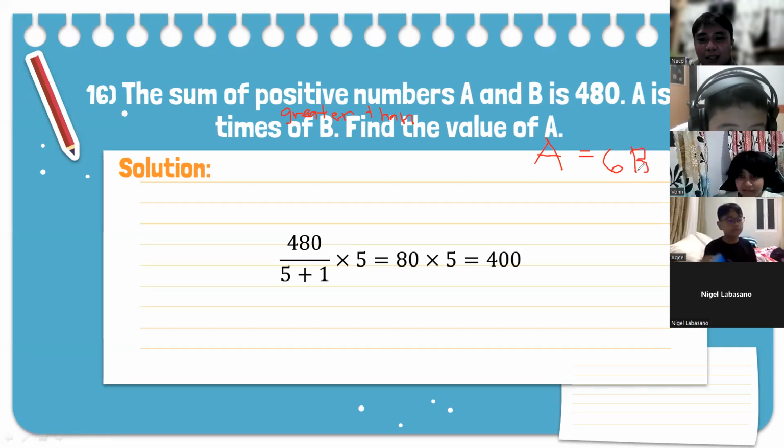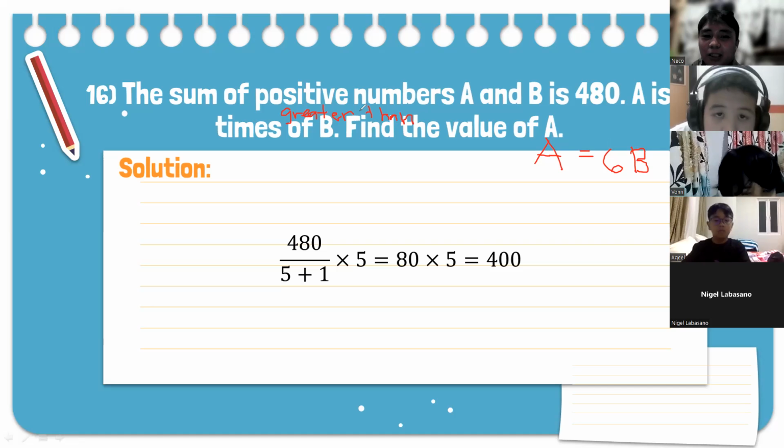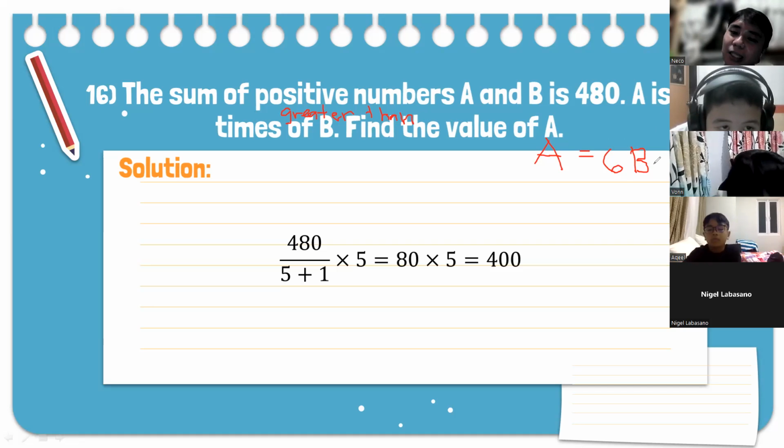You guys follow this one? A is 5 times greater than B. So be careful with that, okay? Because if it says greater than, meaning 5 times greater than, so it's 6 times, meaning it's 5 plus 1 times B. Okay, everyone follow that one?